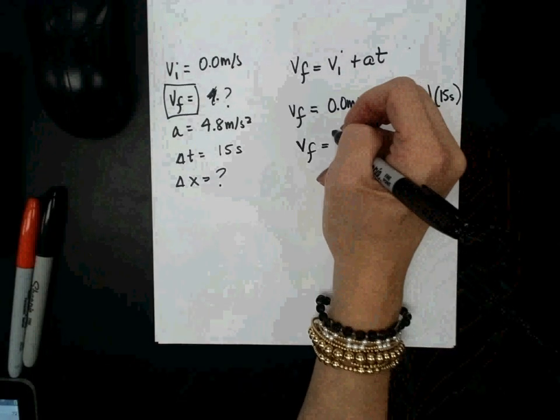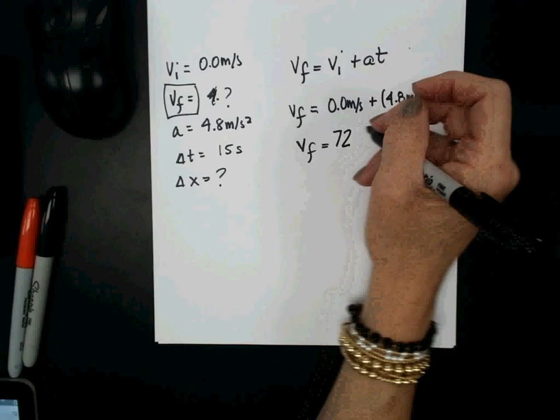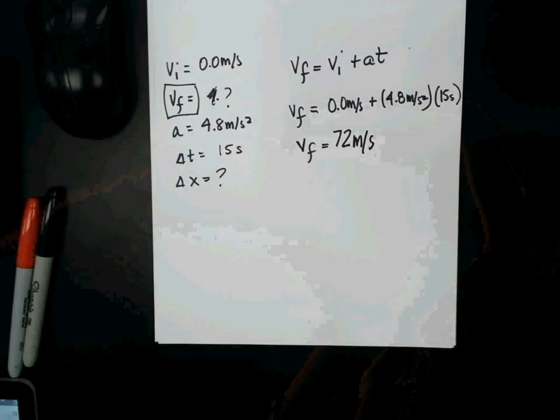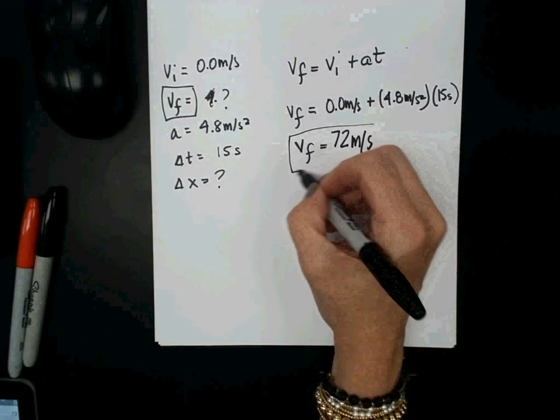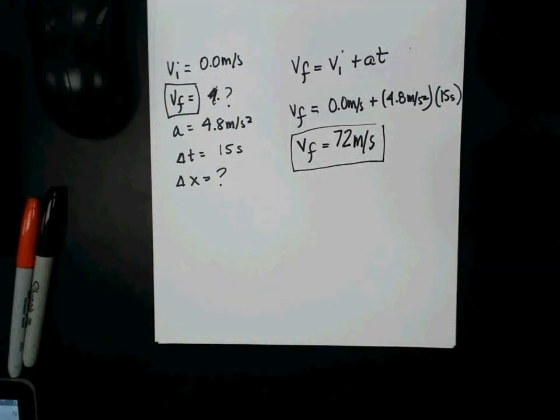Kira, what's VF equal? 72. She got 72. 72 what? Meters per second. Thank you. Is that the correct number of sig figs? Yes, it is. Is that the correct answer? Yes. Good job.